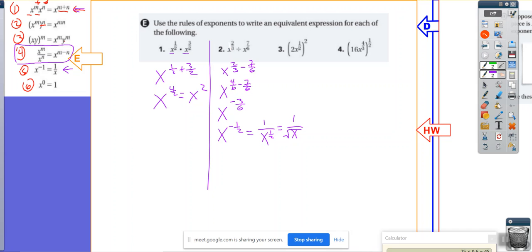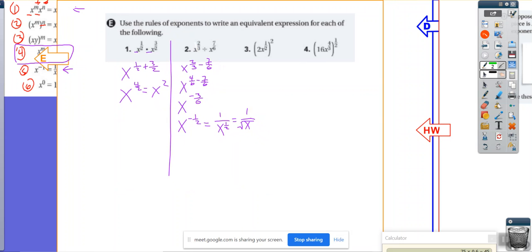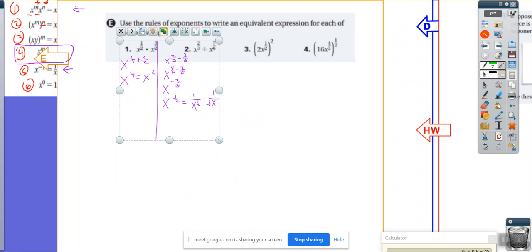All right, for problem 3, let's shrink this. All right. For number 3, we're taking a power to a power. So 2 squared is simply 4. 1/2 times 2 is 1, so we just get x to the first.